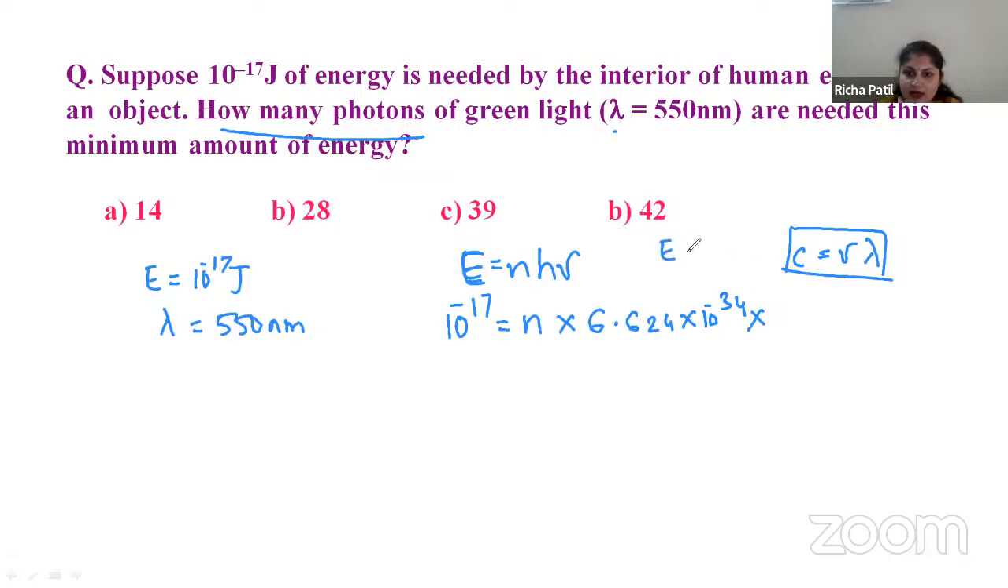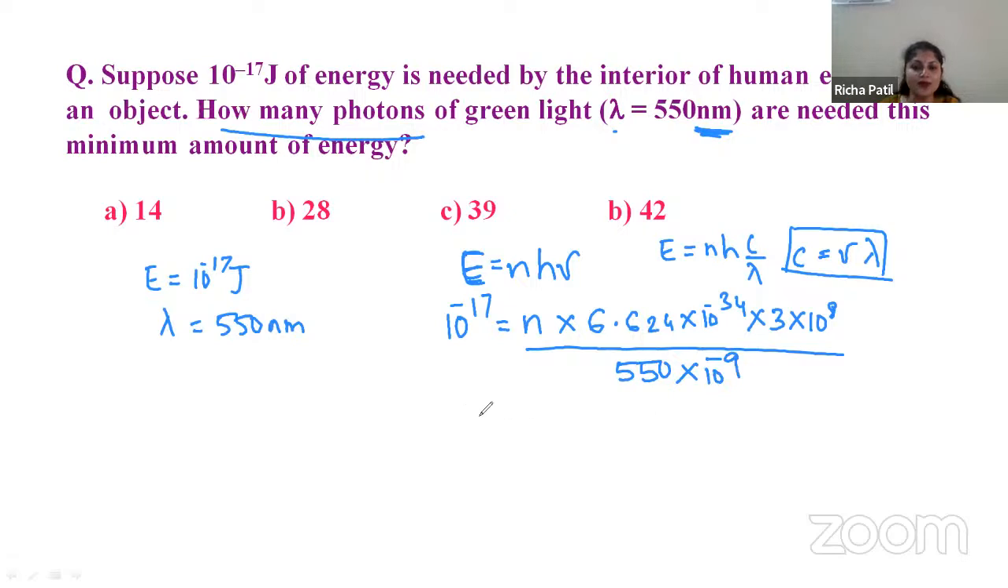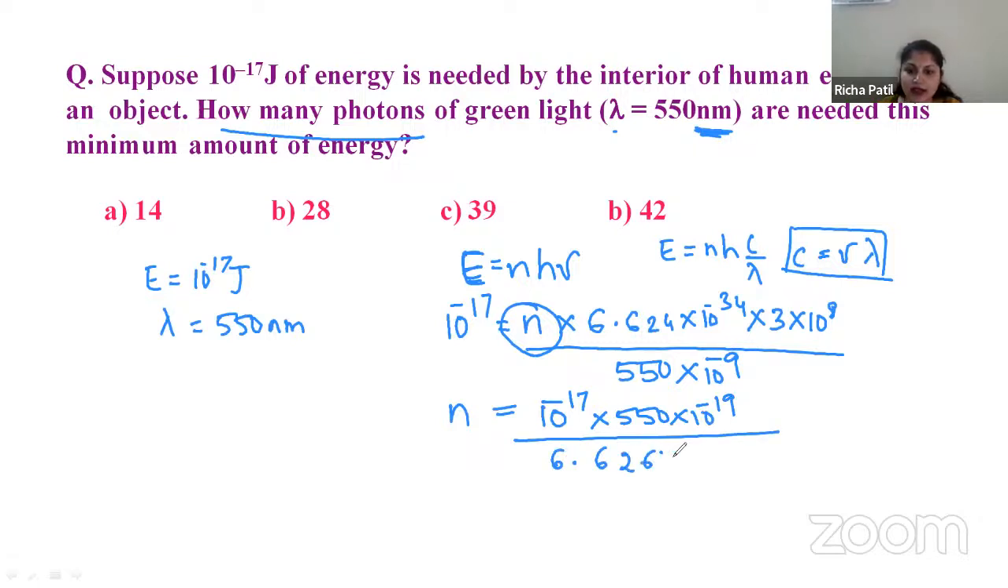So here E is equals to n h c by lambda. So now what is the value of c? c is 3 into 10 raised to 8 divided by lambda. Lambda is what? 550. Now this 550 is in nanometer. We have to convert it into meters, so you write 550 into 10 raised to minus 9. So after solving this, which is the unknown quantity? n. So take it aside, transfer this to that side. So it is 10 raised to minus 17 into 550 into 10 raised to minus 9 divided by 6.626 into 10 raised to minus 34 into 3 into 10 raised to 8. So solve this and find out the number of photons.